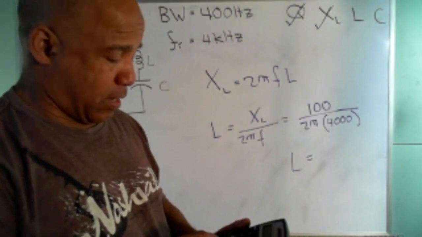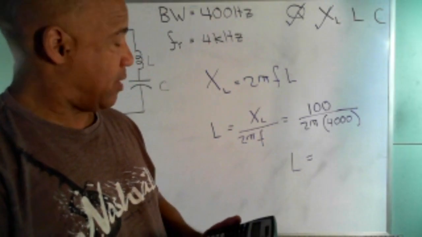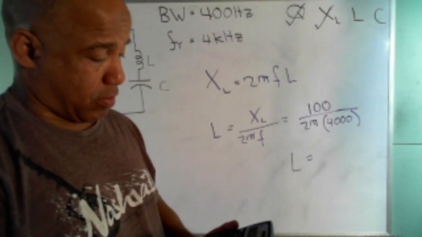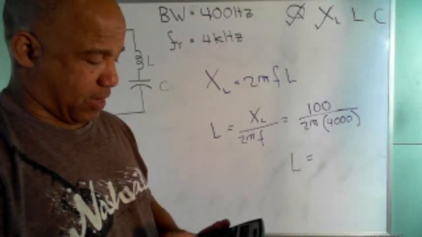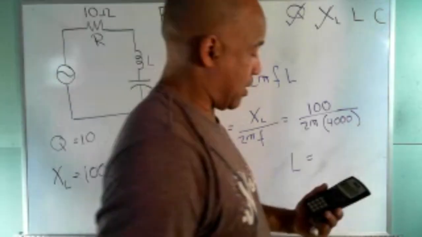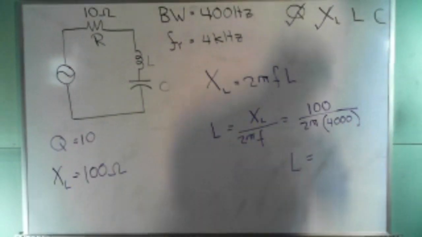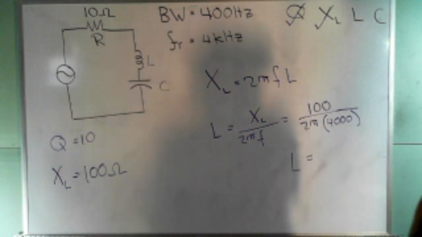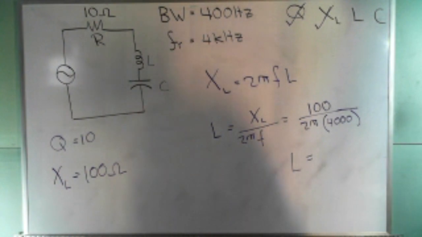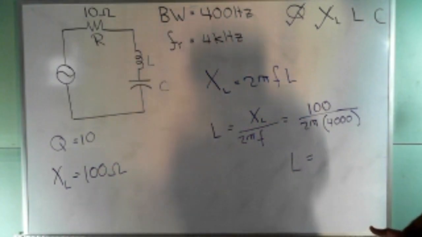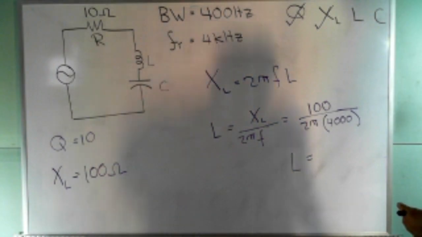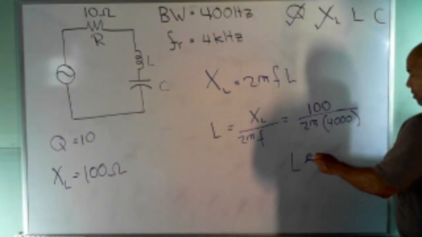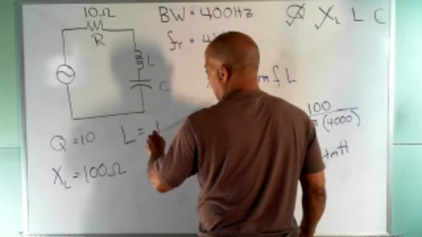So I got 100 divided by 2 divided by pi divided by 4,000. I get, I can't even see my numbers. About 4 millihenries. Is that what you guys got? Yeah, like 3.98 milli. Okay, so we'll go with that.